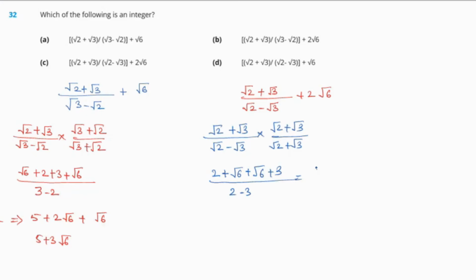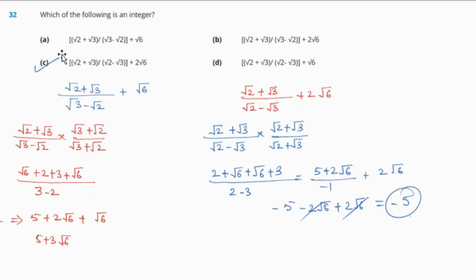So it becomes 5 plus 2 root 6 by minus 1. So minus 1 is going to the upper side, so it becomes minus 5 minus 2 root 6. Okay, plus 2 root 6 is there, so it will get cancelled out and we are left with only minus 5, which is an integer. So that's why option C is going to be the correct answer.